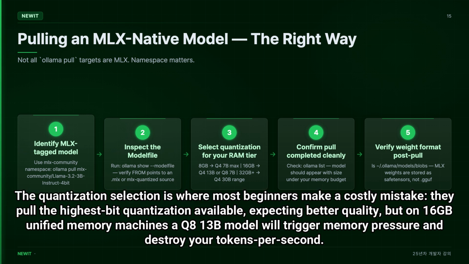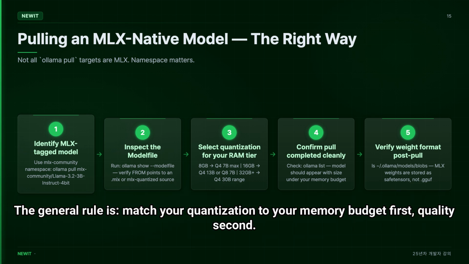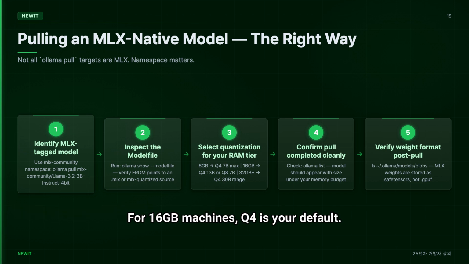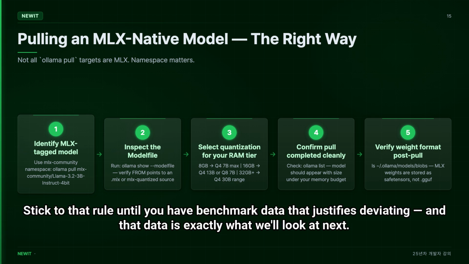The quantization selection is where most beginners make a costly mistake. They pull the highest bit quantization available, expecting better quality. But on 16 GB unified memory machines, a Q8 model will trigger memory pressure and destroy your tokens per second. The general rule is, match your quantization to your memory budget first, quality second. For 16 GB machines, Q4 is your default. For 8 GB machines, Q4 at 7B is your ceiling. Stick to that rule until you have benchmark data that justifies deviating, and that data is exactly what we'll look at next.